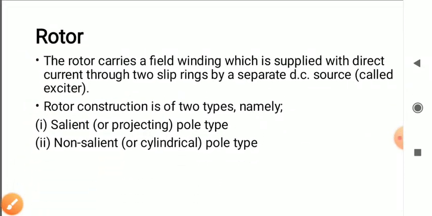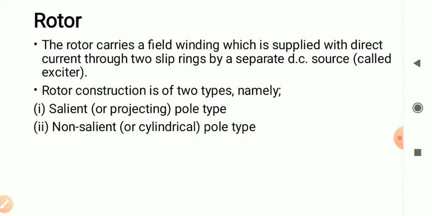Now let me discuss the rotor. A rotor carries the field winding, which is supplied by the DC source known as the exciter. As I already said, there are two types of rotor depending on their construction, one is the salient pole type and the other is the non-salient pole type. In short, let me discuss these two types of rotor.